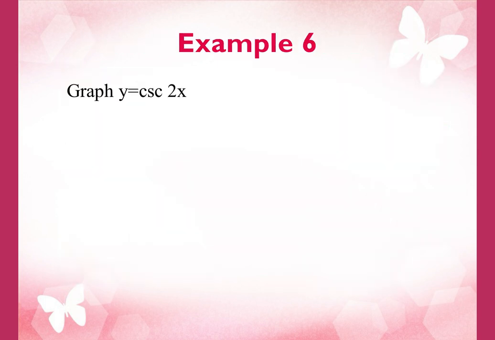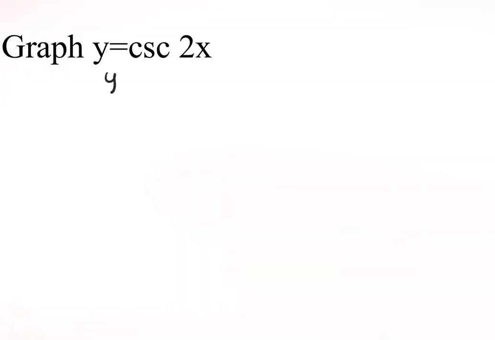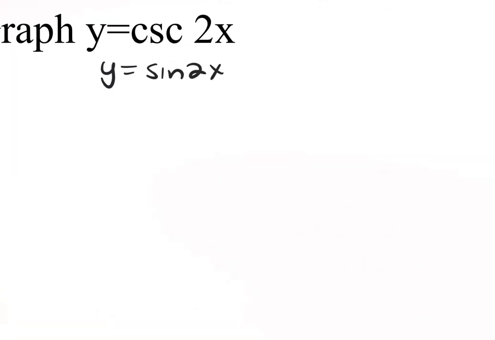All right, example 6 says graph y equals cosecant 2x. So what are we going to graph first? The sine of 2x. What's your A? 1. What's your amplitude? 1. What's your B? 2. What's your period? Remember, we're back to sine, so 2 pi over B, which is pi. There's no phase shift, there's no vertical shift, there's no reflection. We'll baby step our way there.